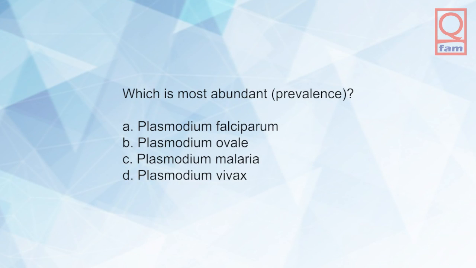Which has the highest prevalence? A. Plasmodium falciparum. B. Plasmodium ovale. C. Plasmodium malariae. D. Plasmodium vivax. The answer is A. Plasmodium falciparum.